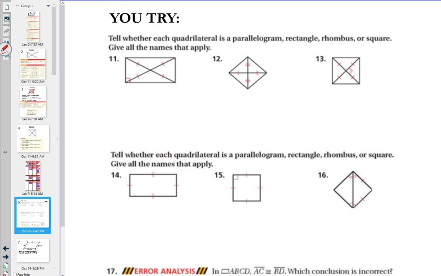Okay, tell whether each quadrilateral is a parallelogram, rectangle, rhombus, and square, and give all the names that apply. Okay, so let's look at number 11. I know number 11 looks like a rectangle, but don't go by appearance.